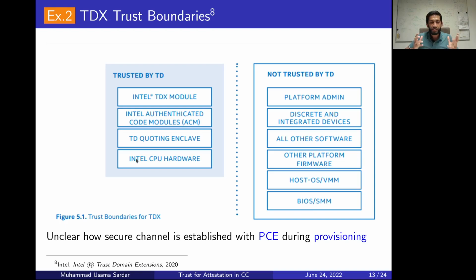But Intel never describes how the secure channel is established with another enclave, which is called the provisioning certification enclave, during the provisioning process. Because according to this diagram or specification, all other software is to be considered not trusted by the trust domain. And this entity is really important because this enclave bootstraps the process of attestation, and it's going to provide all the security certificates and so on. So the chain starts with this entity.